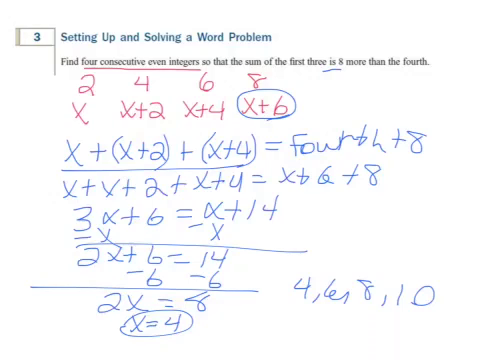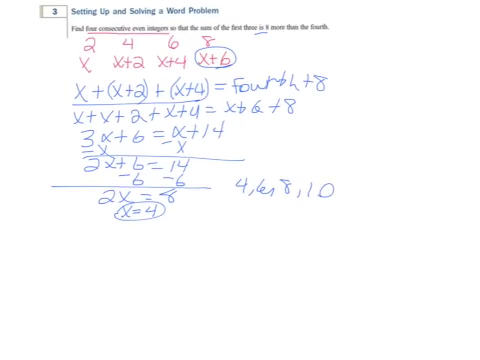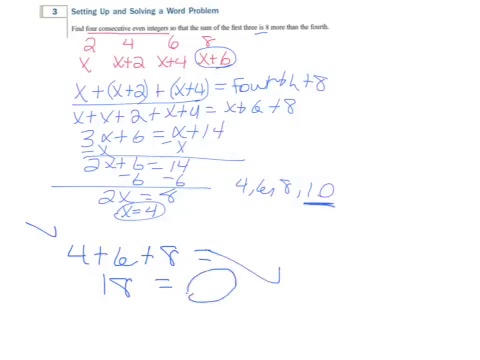Now the other thing it says is that the sum of the first 3 is 8 more than the fourth. Here's where we're going to check ourselves to see if this makes sense. This is where a lot of people go wrong, they won't check themselves. So the sum of the first 3, 4 plus 6 plus 8, is equal to 8 more than the fourth. Well, this is going to be 18, and our fourth number is 10, so it will be 8 more than 10. It works.